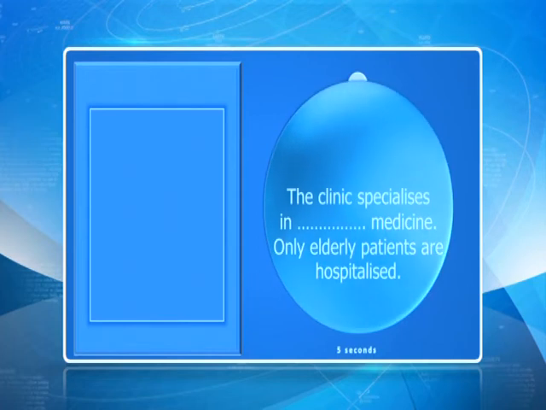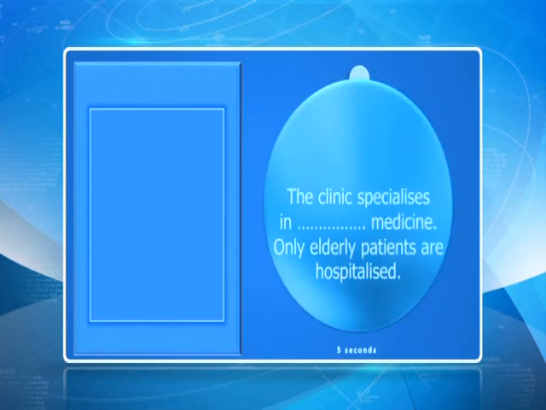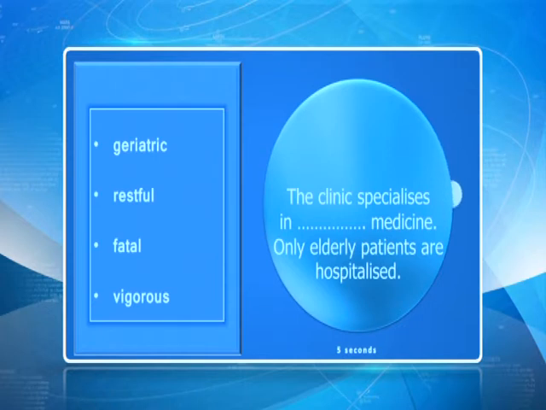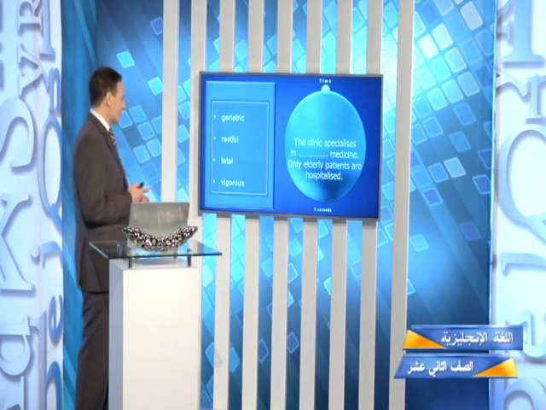Only elderly patients are hospitalized. Here is the list of words, which reads geriatric, restful, fatal, and vigorous. So take your time, try to see the meaning of each word, and try to match it with the sentence and see if it works or not. For example, the word geriatric, which means something related to old people. Restful, calming and relaxing. Fatal means causing death. And vigorous means strong, energetic, and full of action, or someone who's active.